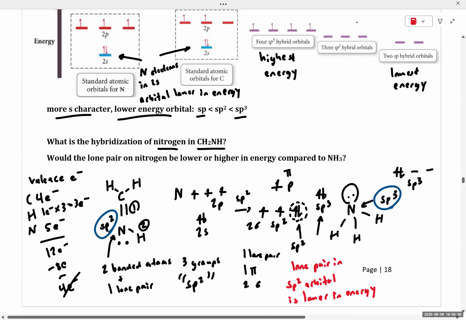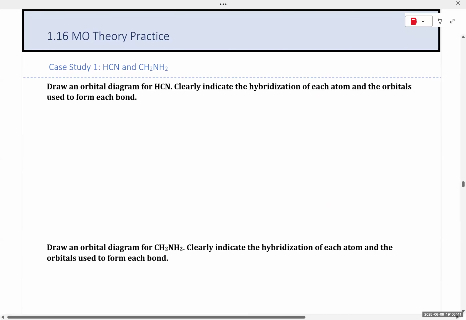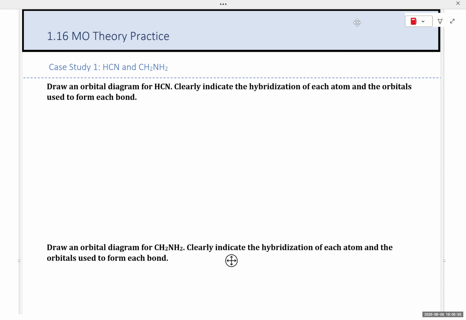Okay, so let's do some examples of molecular orbital theory practice. Here we're going to be doing some case studies and drawing out some orbital diagrams. We're asked to draw an orbital diagram for hydrogen cyanide, and to clearly indicate the hybridization of each atom and the orbitals used to form each bond. I'd want you to pause here and work on drawing the orbital diagram for HCN, and then we'll discuss this example momentarily.